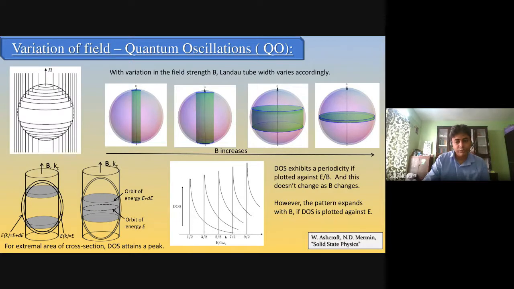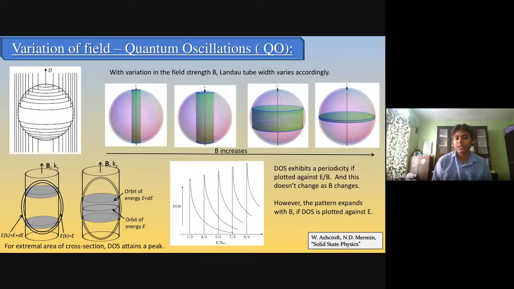You know that if you change the magnetic field, the gap between these two will also increase because the gap is actually omega c, and omega c depends on B. So in that case also, if we fix an E and then see the variation of the density of states with magnetic field, we will see an oscillation, and this oscillation is called the quantum oscillation. And then it's very nice.